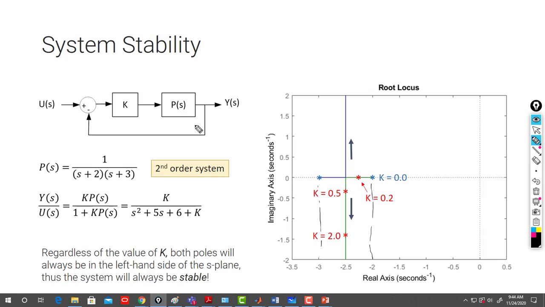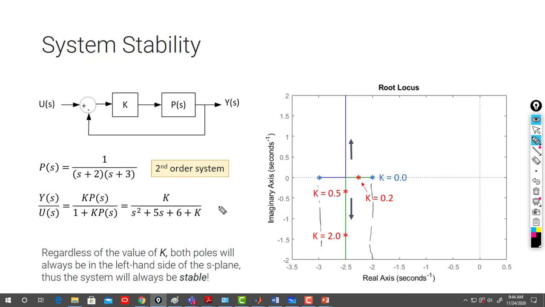Okay, then if I find y over u, the closed loop transfer function, then it is k over s squared plus 5s plus 6 plus k. Then I start by k equals 0, and I draw the location of my poles. At k equals 0, my closed loop pole locations are the location of the open loop poles, which is here and here.